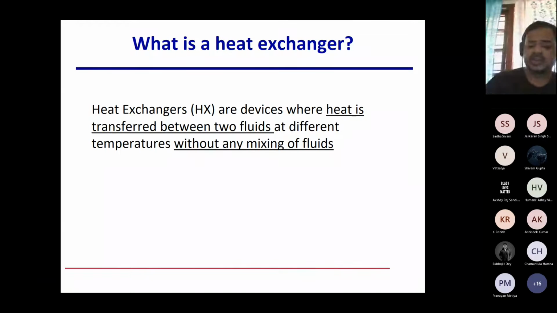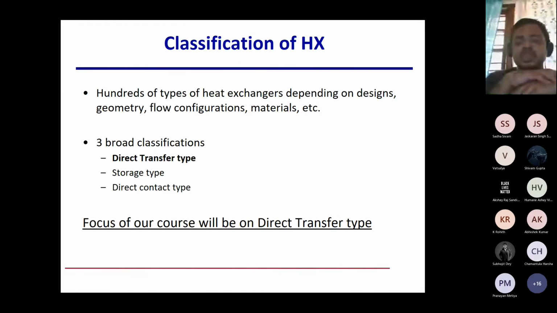Now the heat exchanger, if you think of it, how does a heat exchanger look? If you ask me, there is just a variety, a great number of heat exchangers. There are different designs, different geometries, flow configurations, materials, etc., etc.